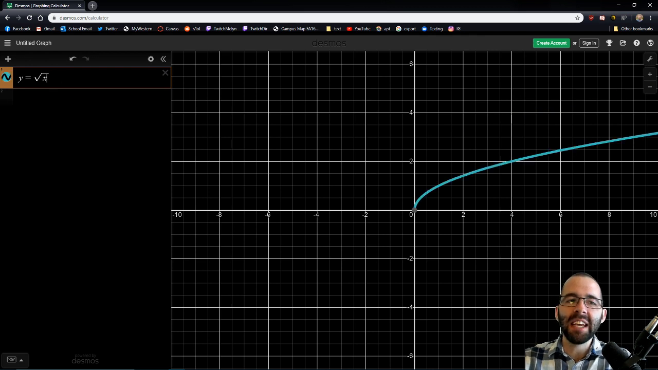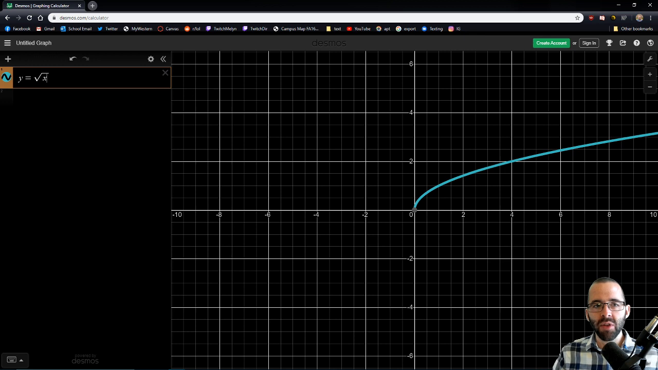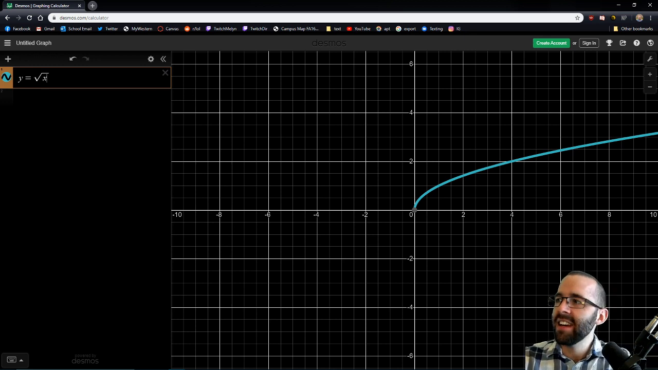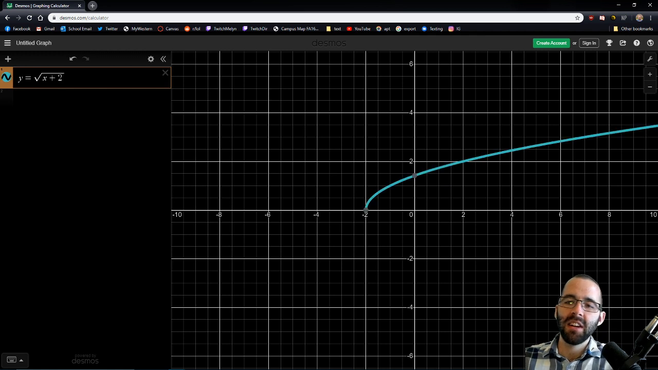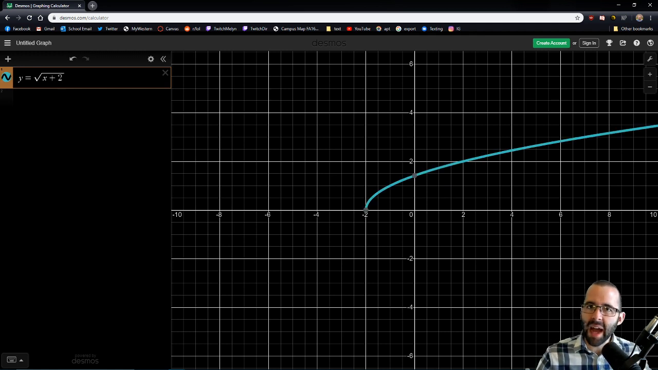If we add a 2 on the inside, remember, inside is horizontal stuff. Outside is vertical. So if we add a 2 on the inside, it's a horizontal transformation. And remember, on the inside, it's also kind of backwards what you might expect. So we add a +2, it gets shifted over 2 units.